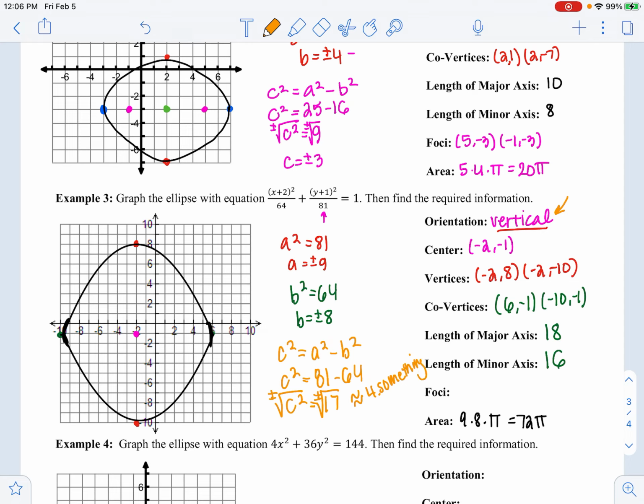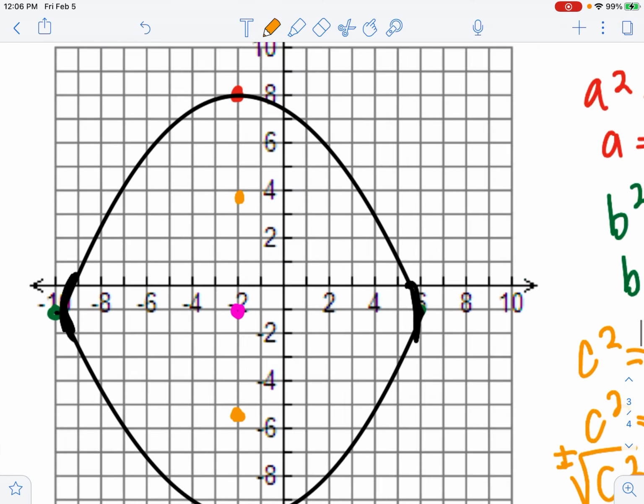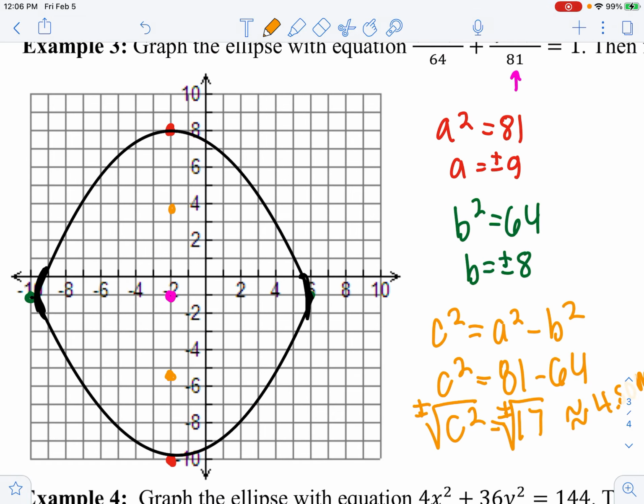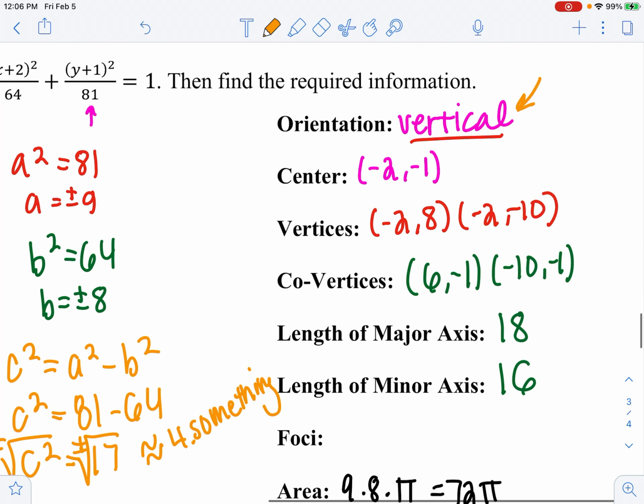So from my center, I'm going to go up 1, 2, 3, 4, and a little bit more. I'm going to go down 1, 2, 3, 4, and a little bit more. And there are my foci. If you look at your foci, they're floating, right? They're in between these 2 values right here. So I can't just look at it and say where it is. I'm going to use my center for help. Here's my center.